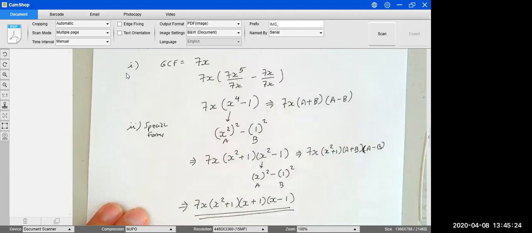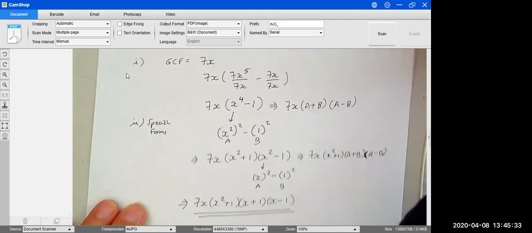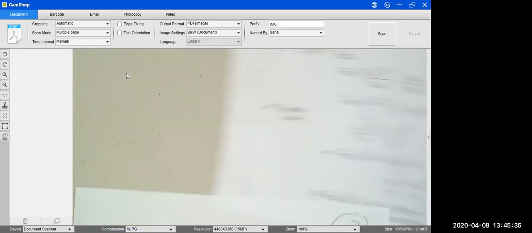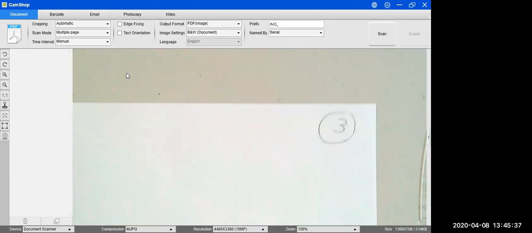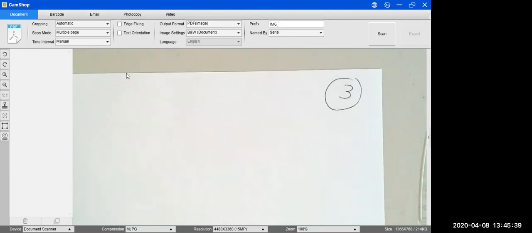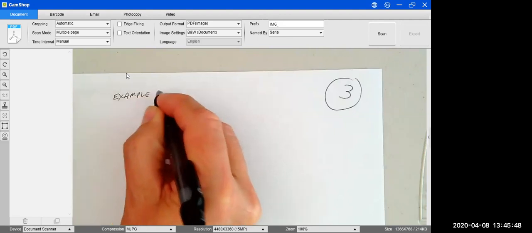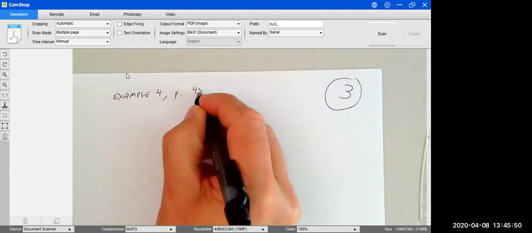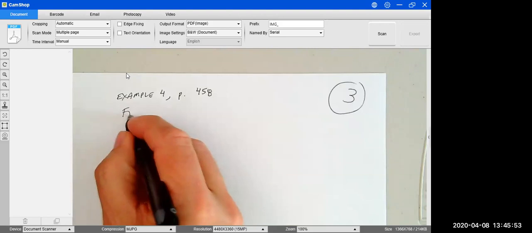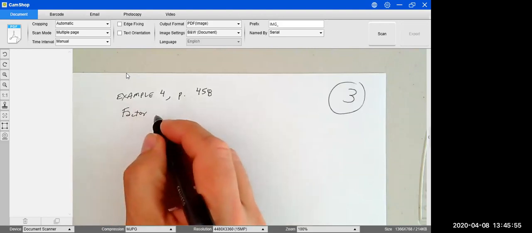So let's continue working this. The general factoring strategy is just applying all the resources that we learned from previous sections, so just the different ways to factor polynomials. So now we're going to work example 4. Example 4 on page 458. So now we're going to factor a cubic equation.